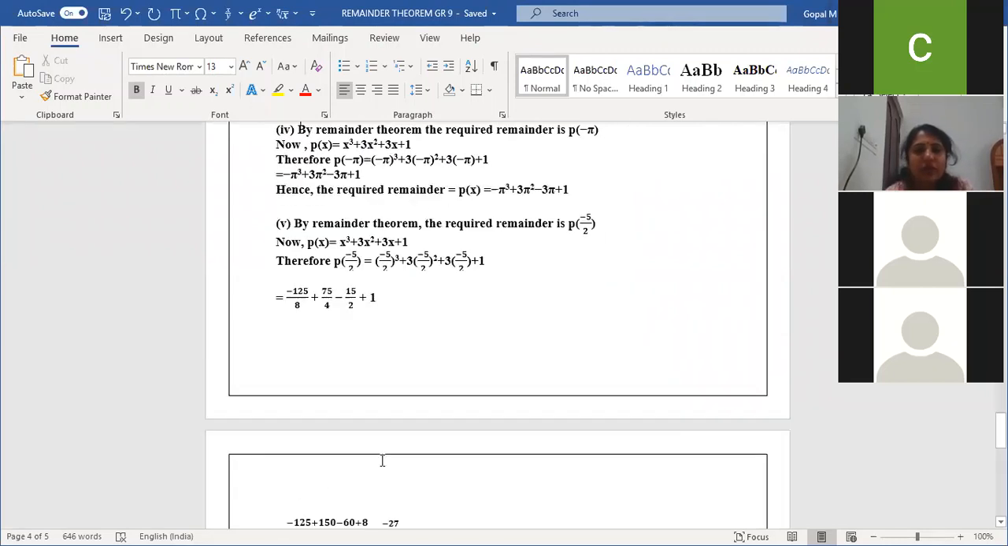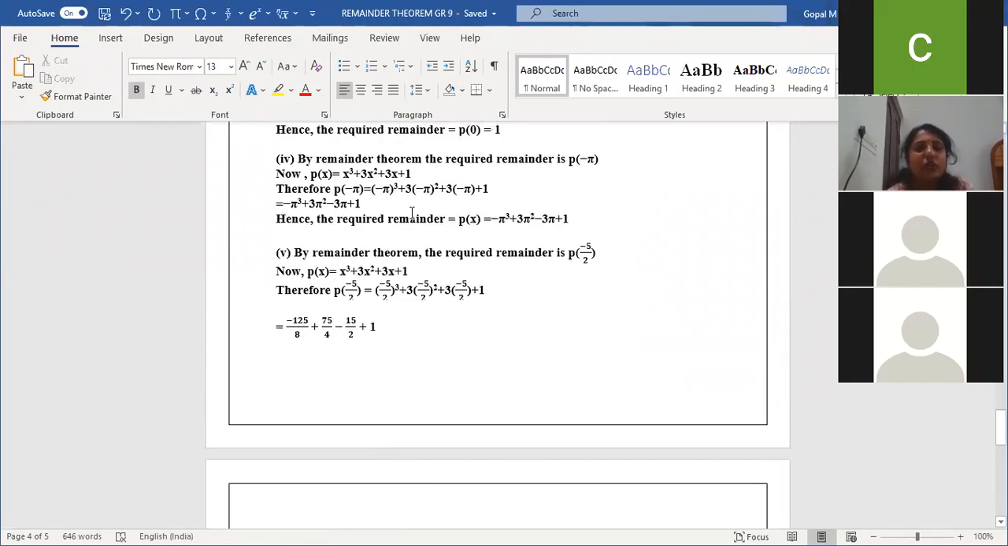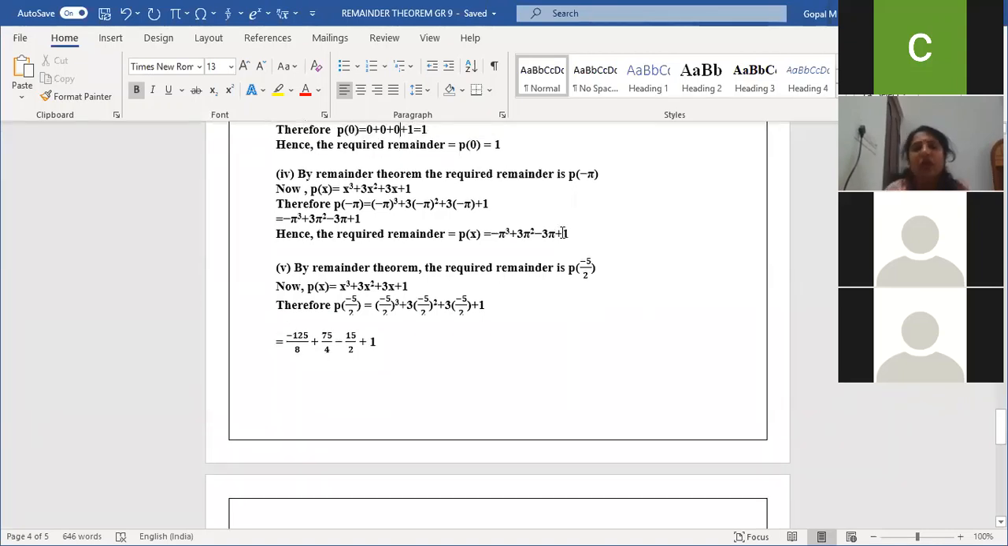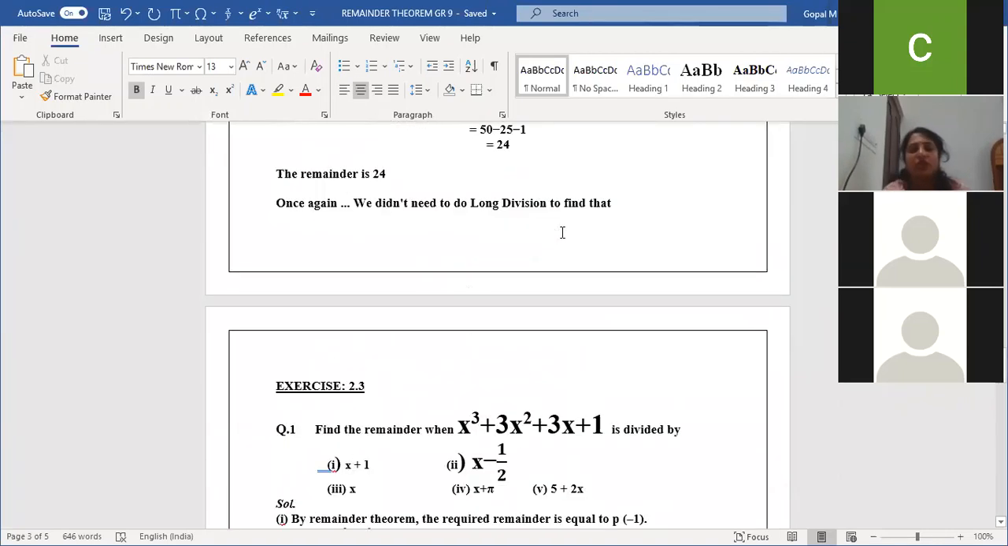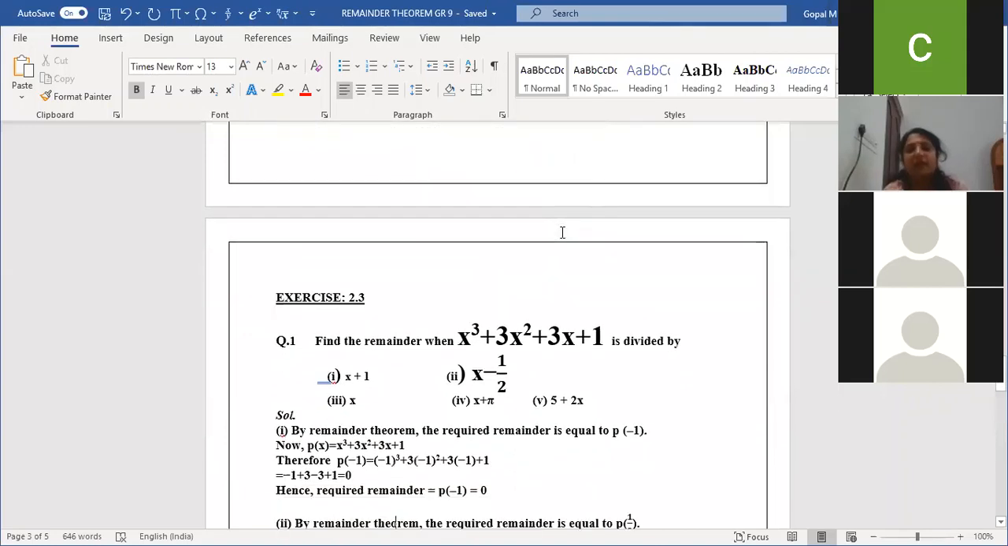Anyone have doubt in this one? So further we can't do anything. Leave your answer like that. Few children will take pi as 22 by 7 and they'll simplify the answer. Please don't do that, okay? Keep it as pi only. This question they'll give for 2 marks. Am I clear, children? Yes, ma'am. Now your last question is 5 plus 2x.